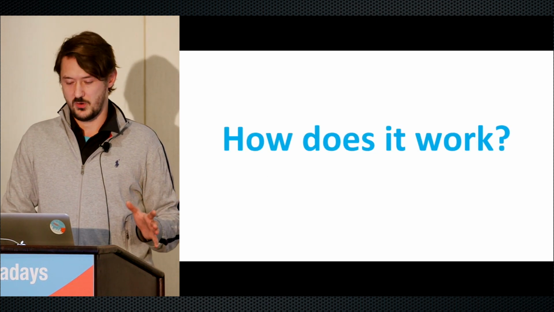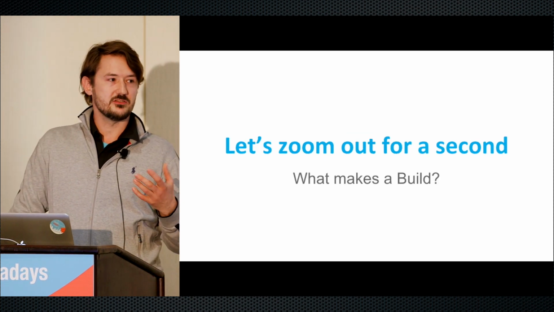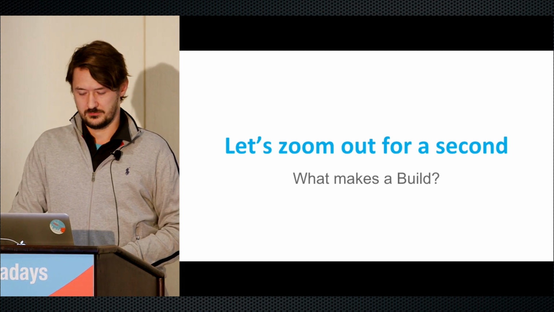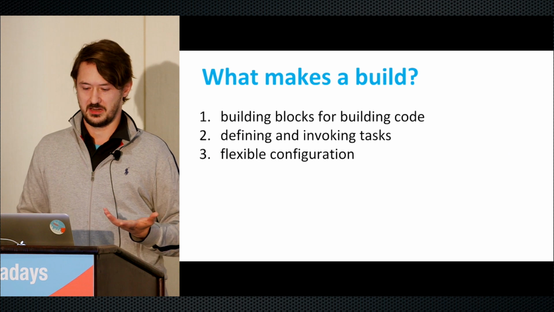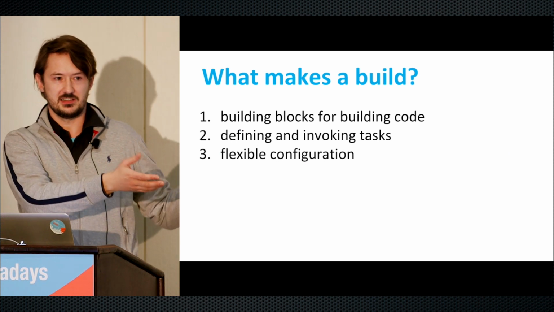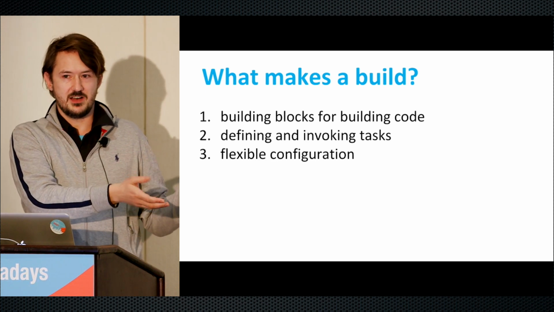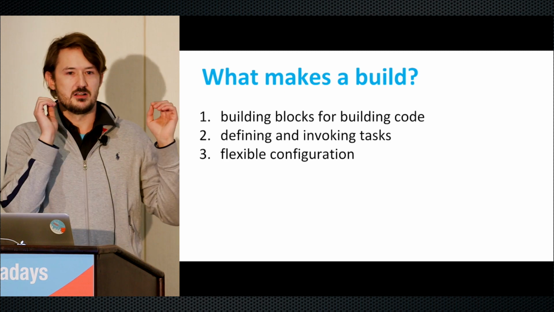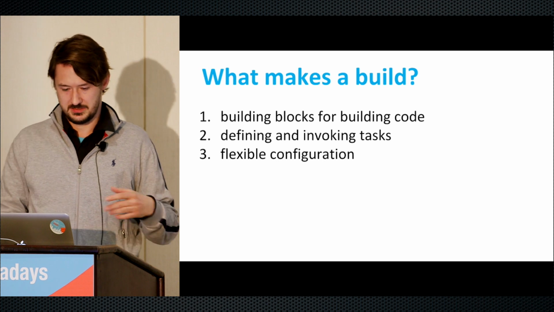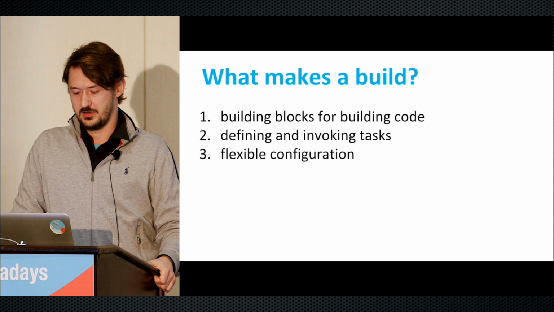So how does it actually work? Okay, let's zoom out for a second. What is a build? What do you need to build code? Well, I break it up into three things. One is you need basic building blocks. Here are the paths of source files, put the class files there. Here are the paths of a bunch of files, put them in a jar file, or here's a URL, download this file to this directory. Just these helpers, right? And then this way to invoke things, which we've seen how you do from Bash.